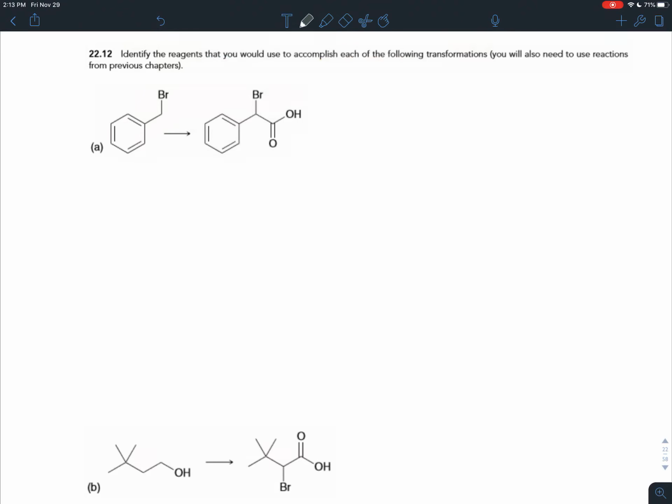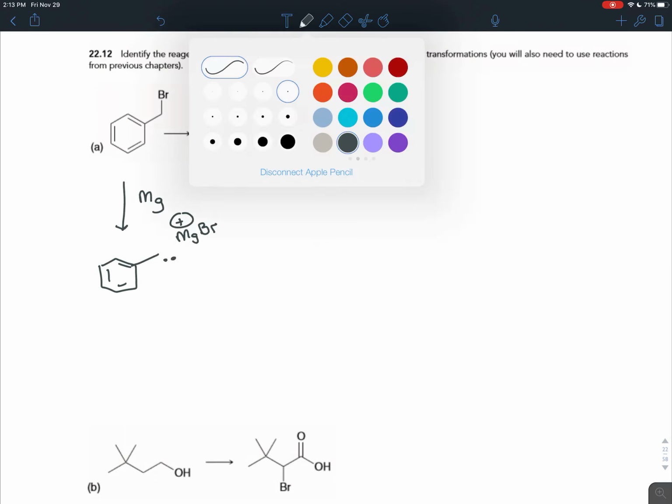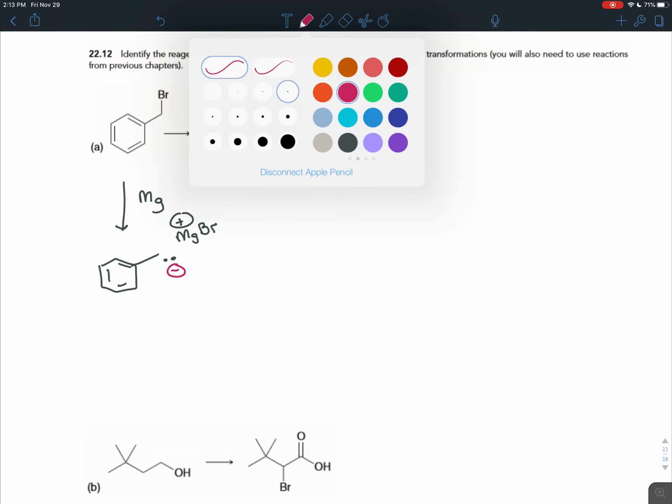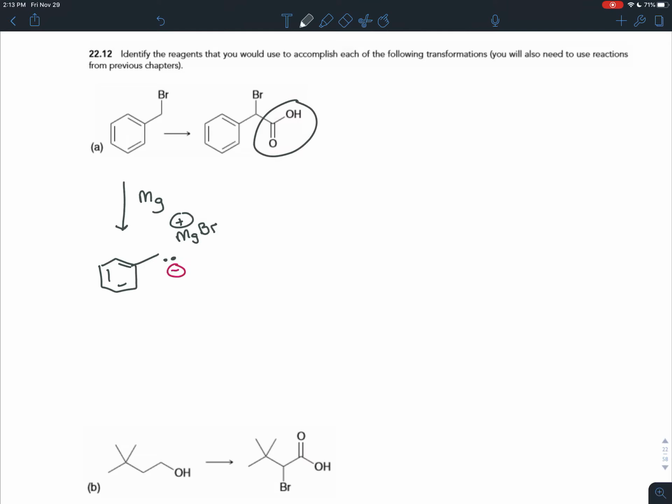The first thing is, new carbon-to-carbon bond and a bromine sounds like Grignard reagent to me. I'll dump some solid magnesium in there. That will give me my Grignard reagent on that benzylic position. So that will be a nucleophile. Once we have that nucleophile, how can I add a carbon? What electrophile can I add, have it attack? That is a carbon and two oxygens.